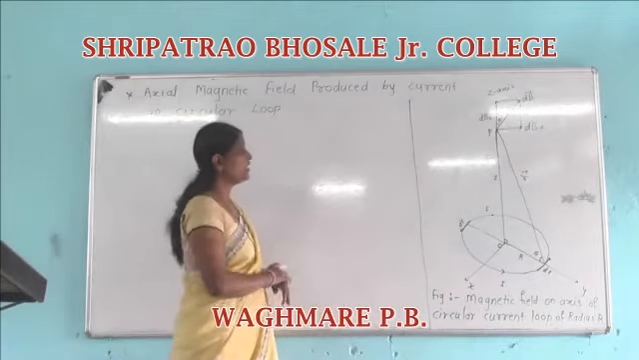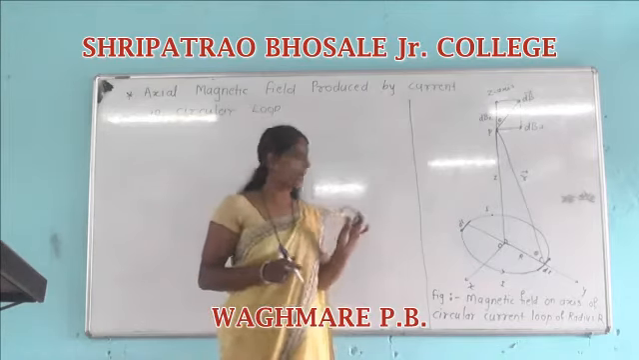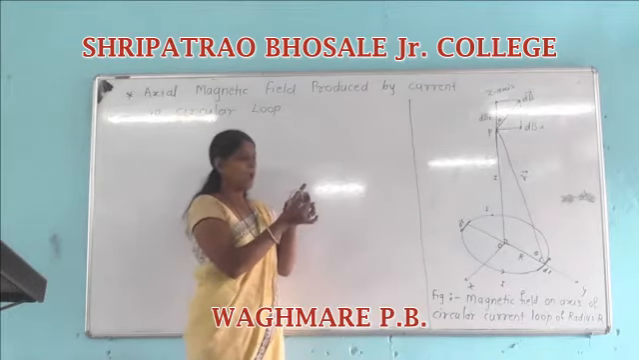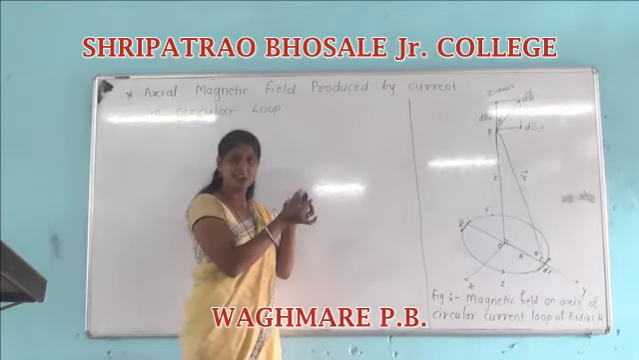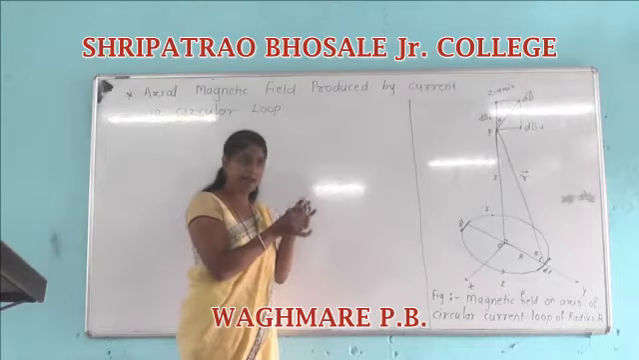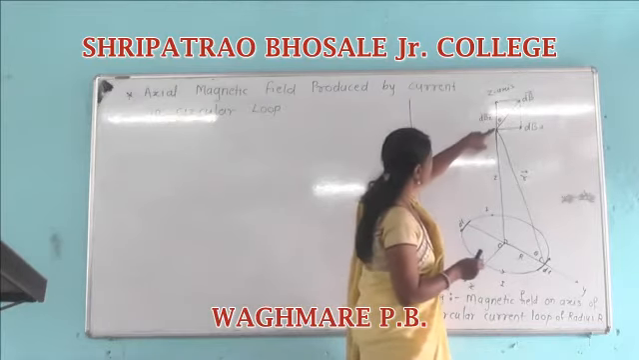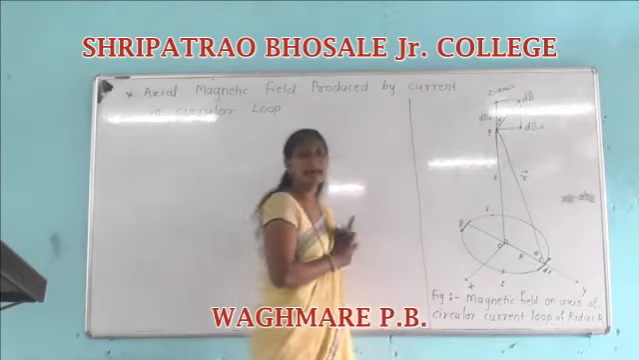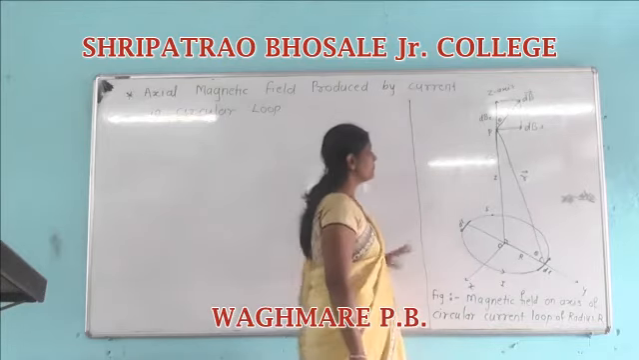We can observe this with a circular ring. Suppose this is a circular loop and this is the center of this loop, and this is the axis, the line passing through the center of this loop. We have to find the magnetic field on this axis at a point P, due to the current in this circular loop.